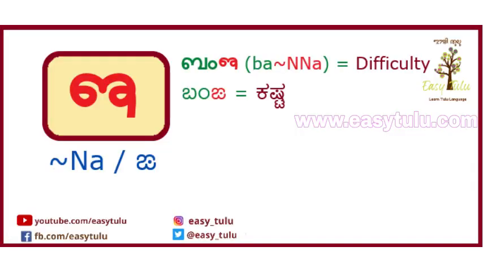Next one is Na. Example: Banga. Banga means difficulty. Kashta in Kannada. Let us see how it is written. Na.